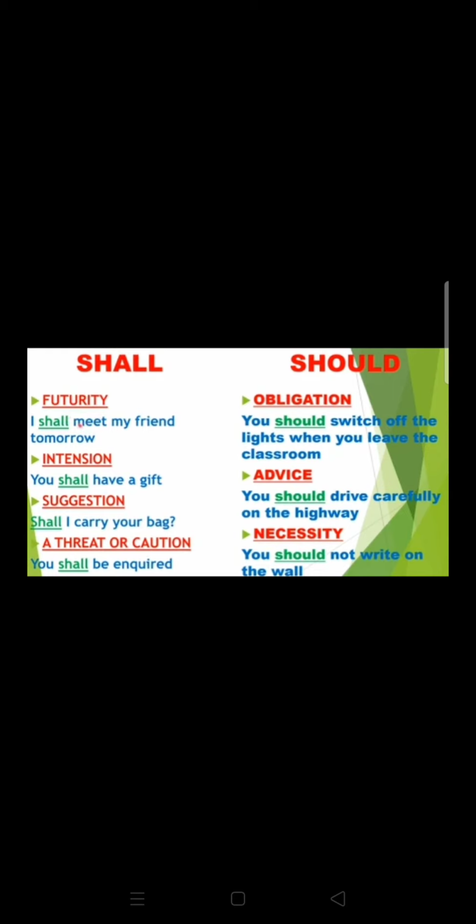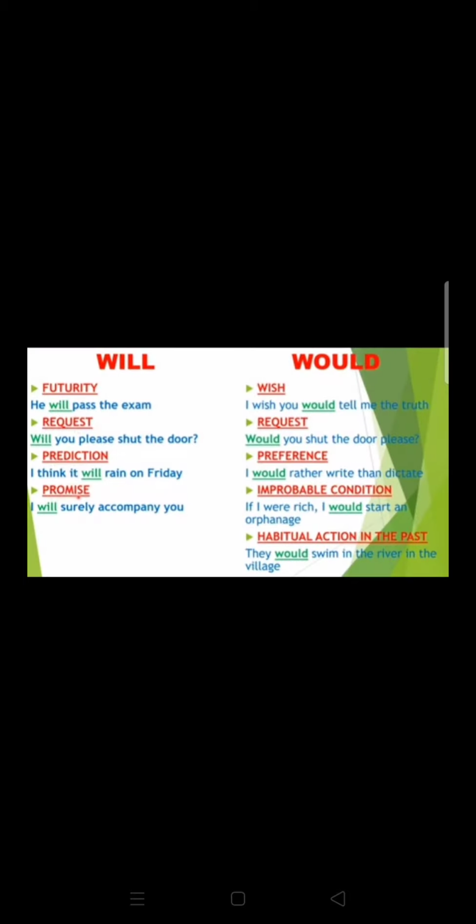For example, I shall meet my friend tomorrow. You shall have a gift. Shall I carry your bag? You shall be inquired. You should switch off the lights when you leave the classroom. You should drive carefully on the highway. You should not write on the wall. Next one is will or would.